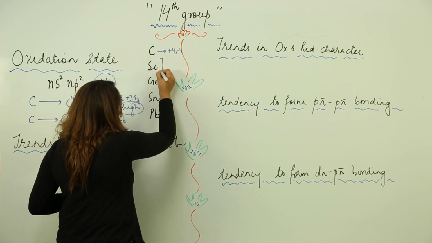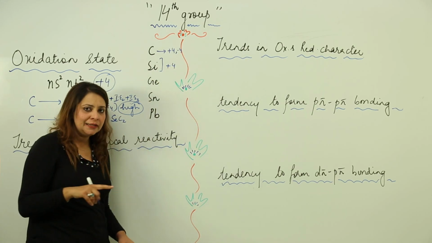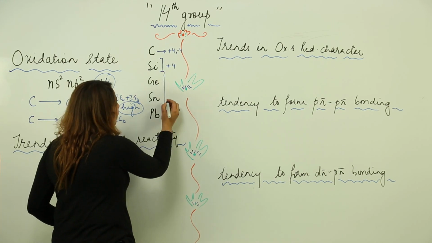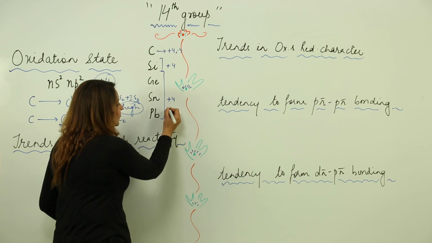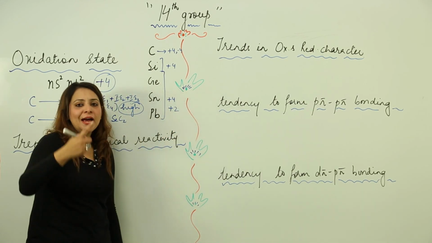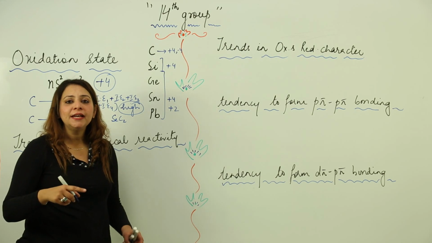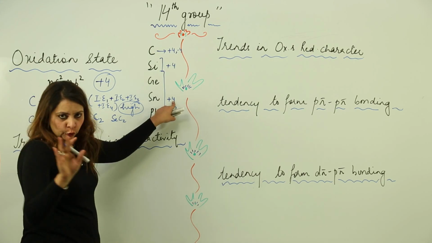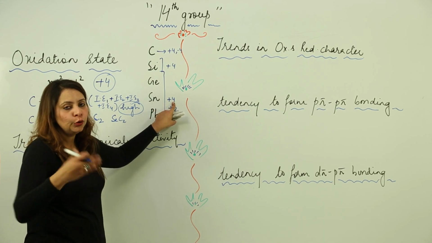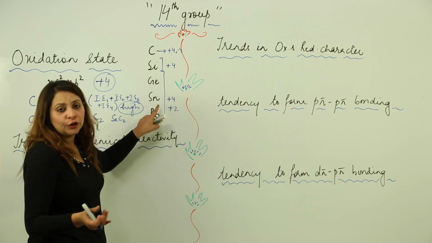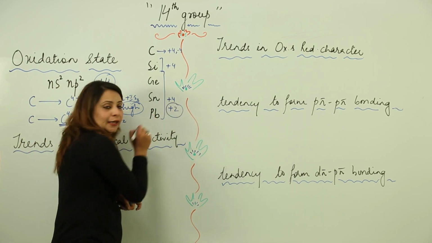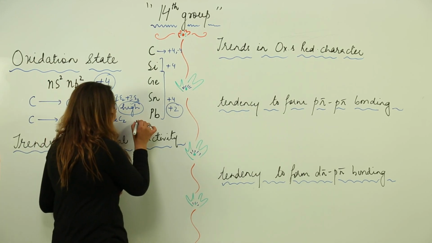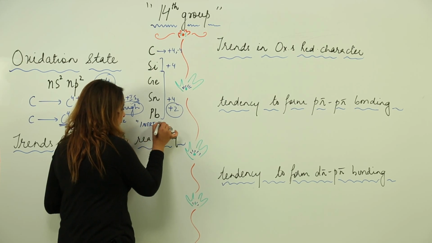If we talk about silicon, it also shows the group oxidation state +4. But these members show oxidation states of +4 as well as +2. As we move down, the oxidation state which becomes more stable is 2 units less than the group oxidation state. As there are 4 electrons, the one 2 units less will be +2. You are familiar with the reason, that is the inert pair effect.